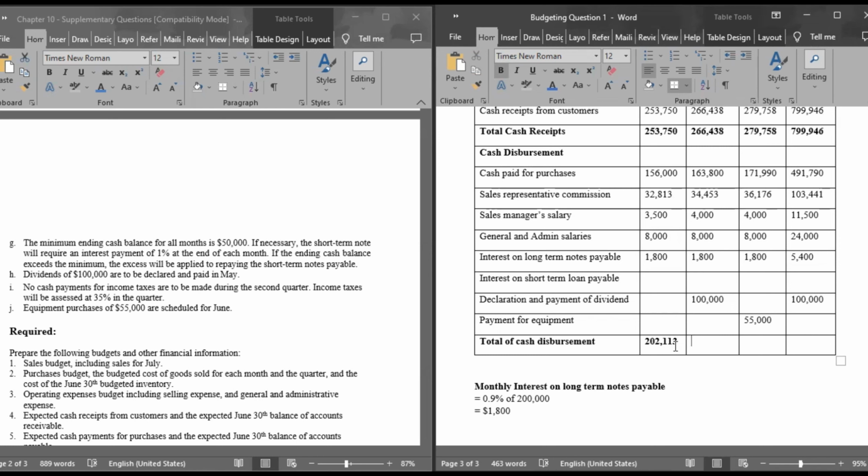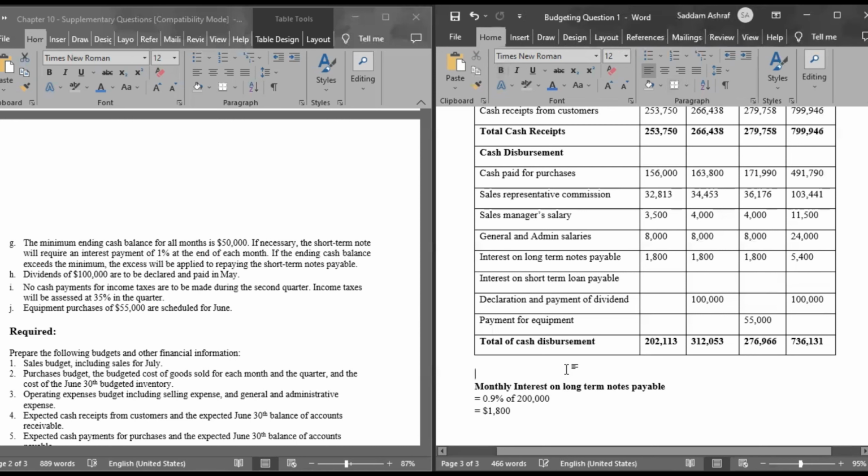Next month, the total is 312,053. Then the next month is 276,966. Just make a total for the quarter for disbursements, which is 736,131.